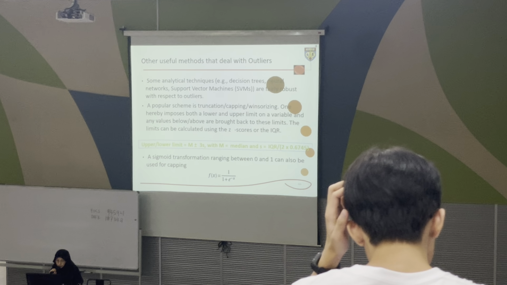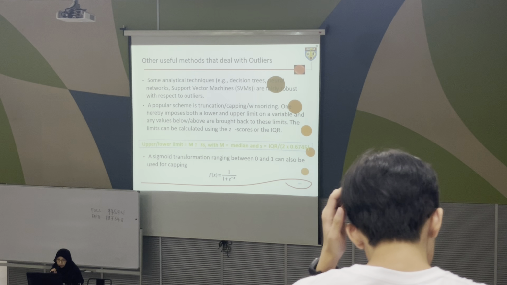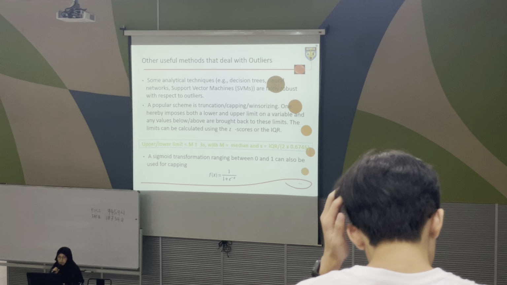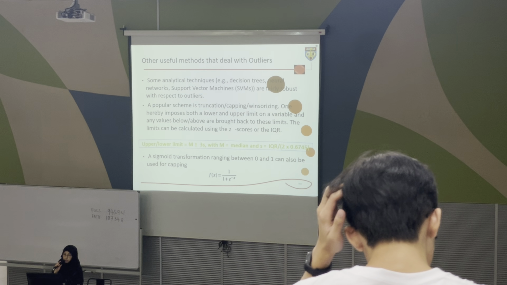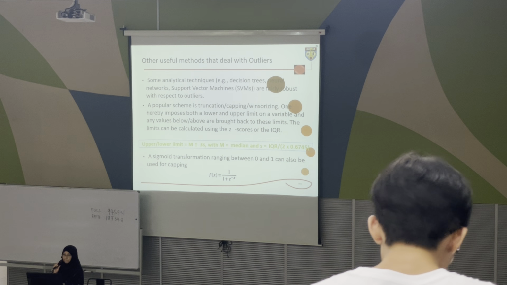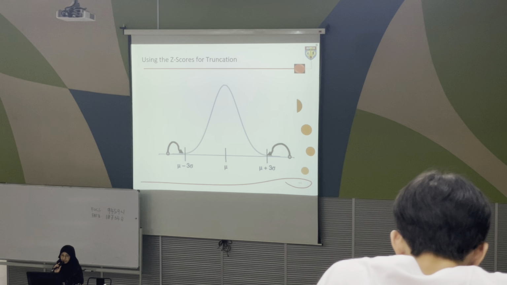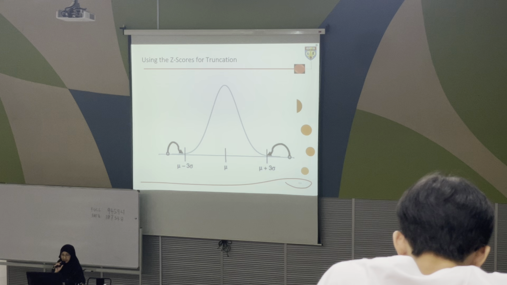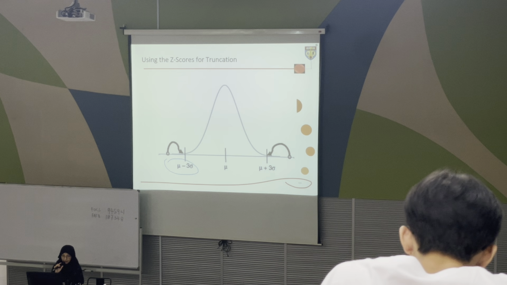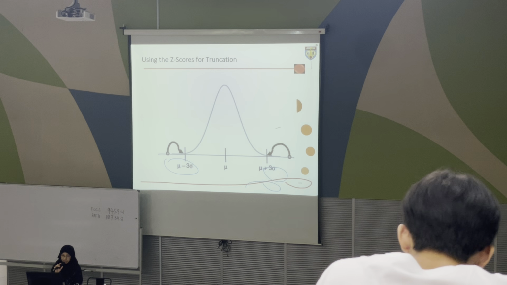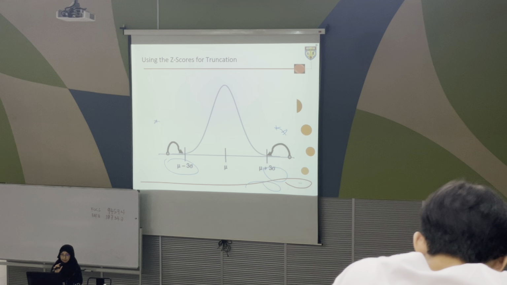Okay, and then instead of using a residual plot, you can use other machine learning techniques to deal with outliers. For example, you can use decision trees, neural networks, SVM, and so on. Or you can even use z-score for truncation. In this case, you draw your bell-shaped curve. Any values that are less than this area or more than this area are considered outliers.